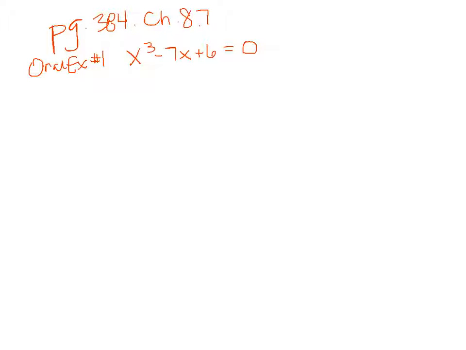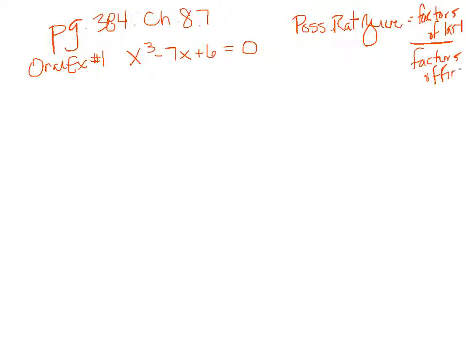Okay, let's do some homework on page 384. It's chapter 8.7 where we learned about the possible rational zeros test. So when they ask for the list of possible rational roots, you're not solving anything, okay? But you're remembering the rule that the list of possible rational zeros is equal to factors of the last over factors of the first. Okay, let me explain what I mean in case you don't remember.